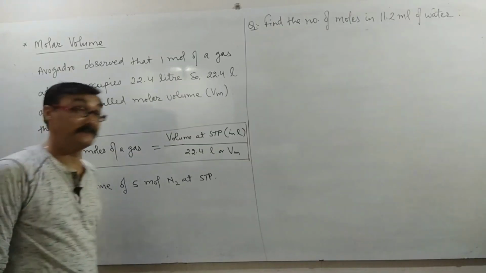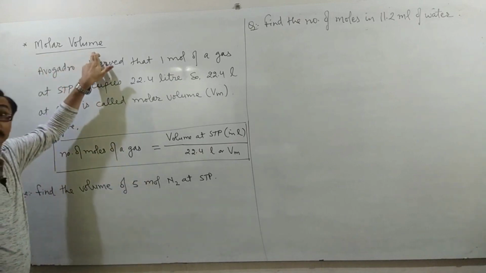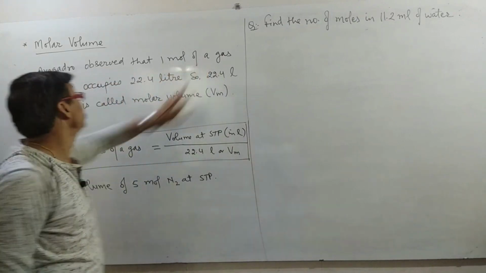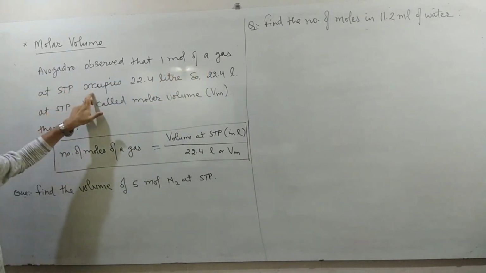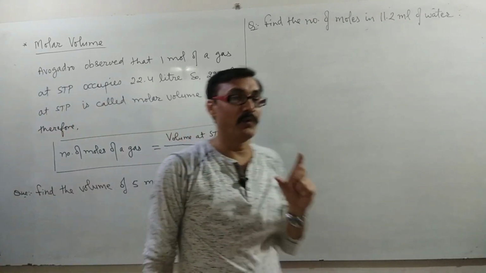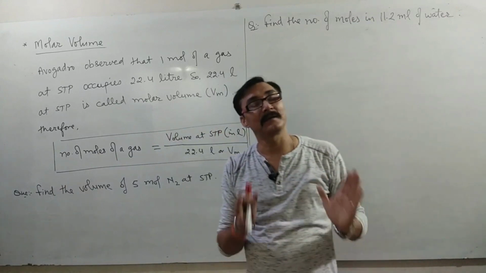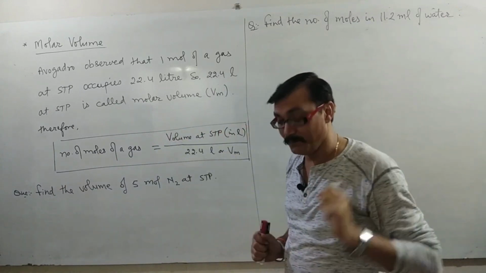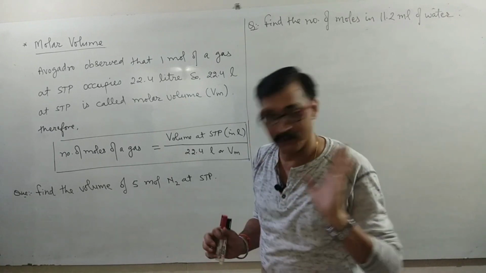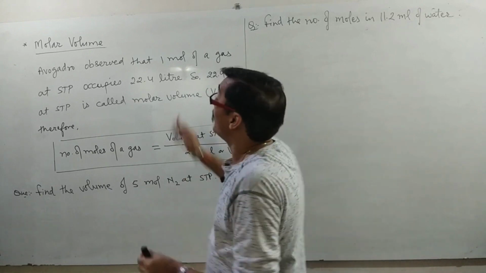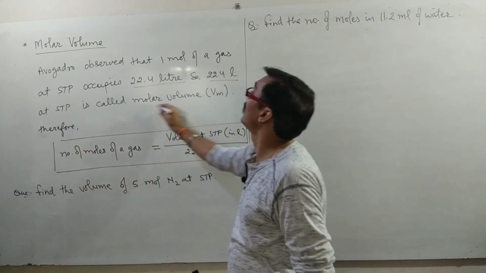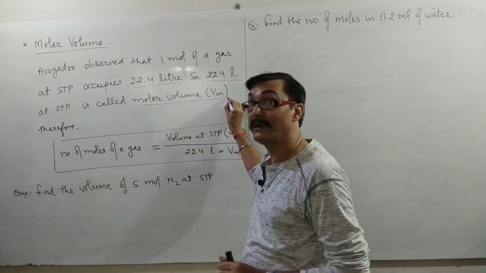And now, guys, molar volume. Avogadro observed that 1 mole of a gas at STP occupies 22.4 liter, that is, 22.4 liter of a gas at STP contains 1 mole of molecules, that is 6.022 into 10 to the power 23 molecules. That is why 22.4 liter at STP is called molar volume, that is the volume of 1 mole of gas.